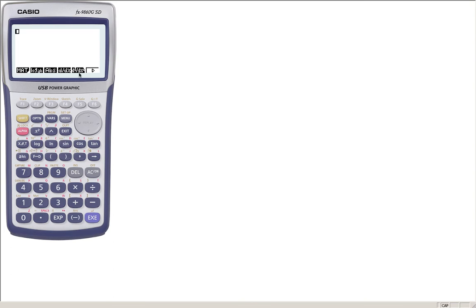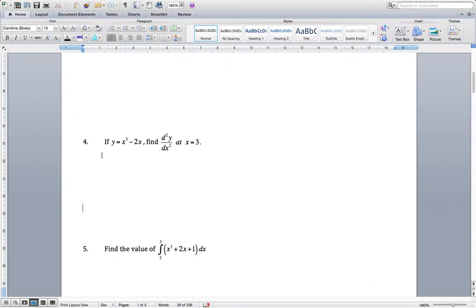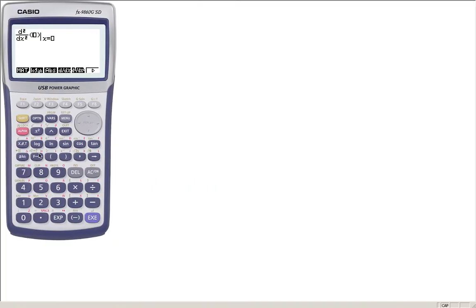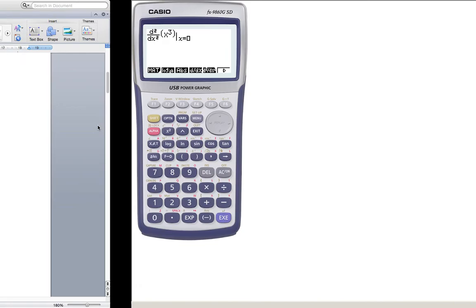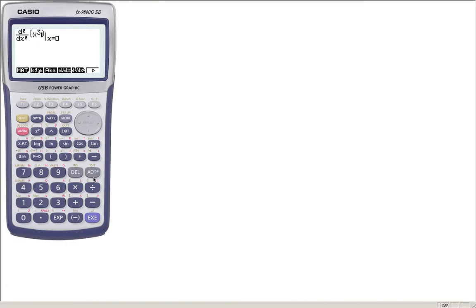Now let us look at the second derivative, d square by dx square. So let us look at this problem. If y equal to x cube minus 2x, find d square y by dx square at x equal to 3. Fine. So the function is x power 3 minus 2x at x equal to 3. Enter. So 18 is the answer. So this is how you use it.